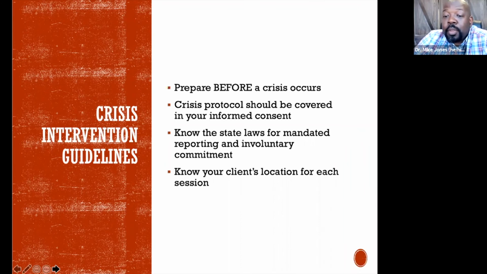So to help out with that, we want to make sure we have some type of crisis protocol, which we'll speak about in a minute. We want to know the state laws and what we're mandated to do, what we're mandated to report. And most importantly, we want to know our client's location for each session, their physical location.